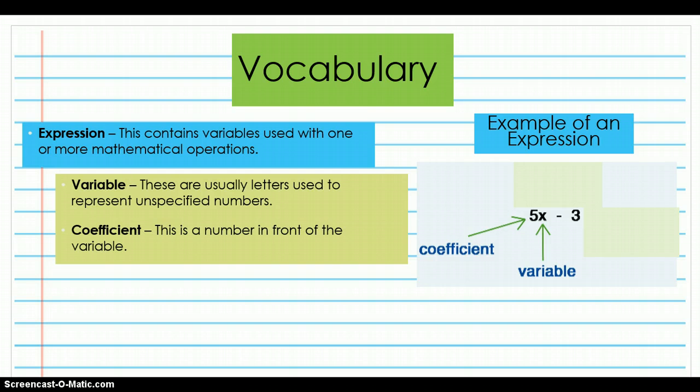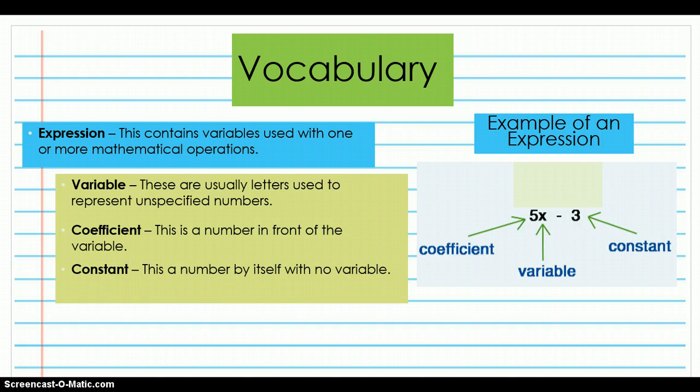Coefficient is the number in front of the variable. In our example, the coefficient happens to be 5. A constant is the number by itself with no variable. It's called a constant because it doesn't change. In our example, the constant is 3. And it's always going to be a 3. That 3 is not going to change to a 7 or an 8. It's going to stay at 3. It's going to be constant.